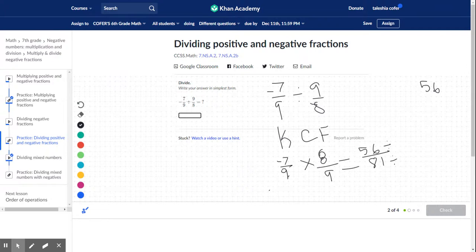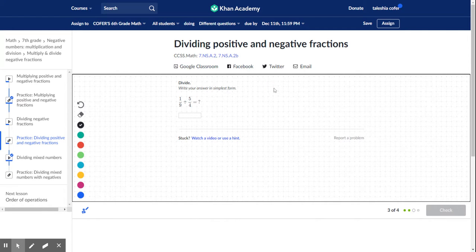I think my answer is -56/81. Remember, they have to be negative because it is one negative and one positive. There's my answer.